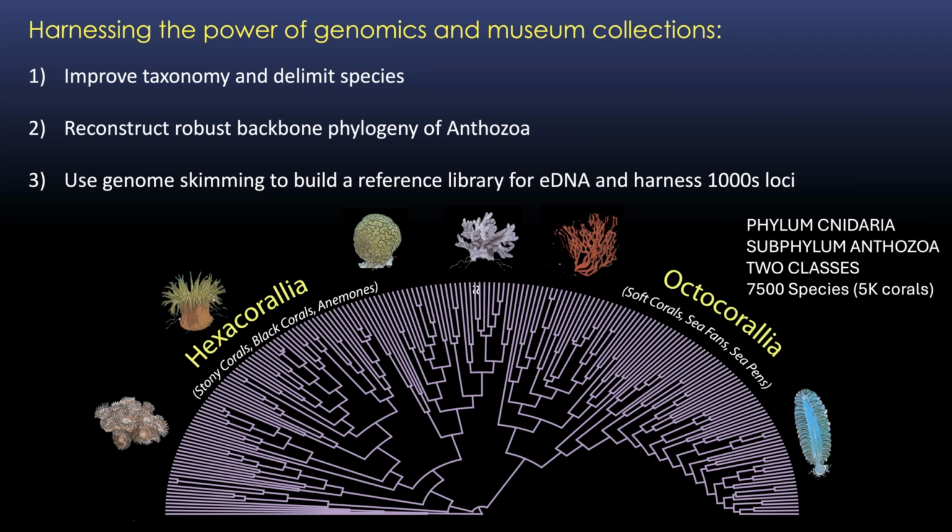And you can see here, this is just a tree of the two classes. They are classes now, the hexacorals, which include the stony corals, black corals, and the sea anemones, and the class Octocorallia, which includes the soft corals, sea fans, and the sea pens.